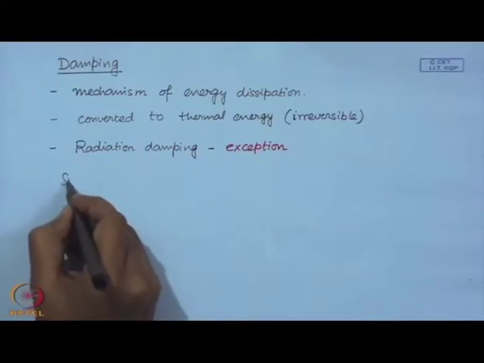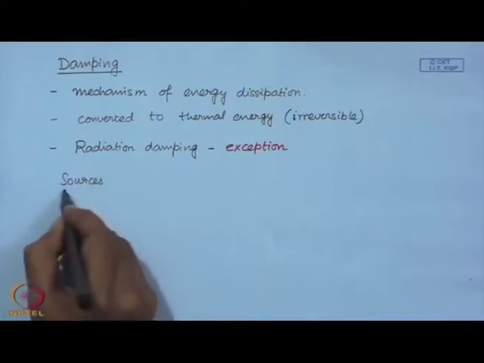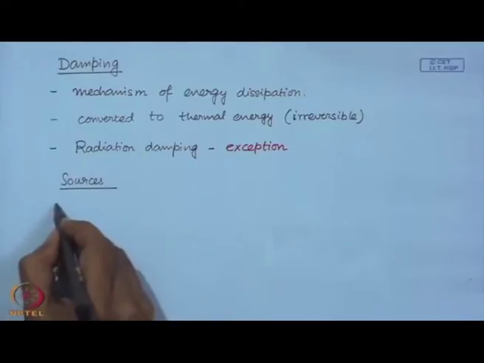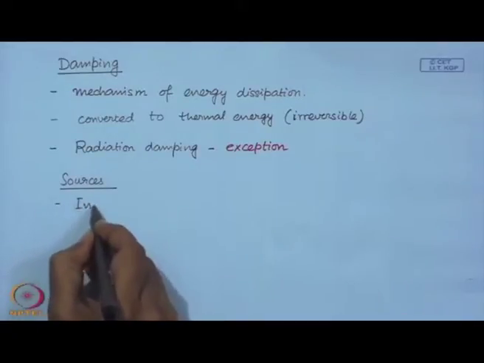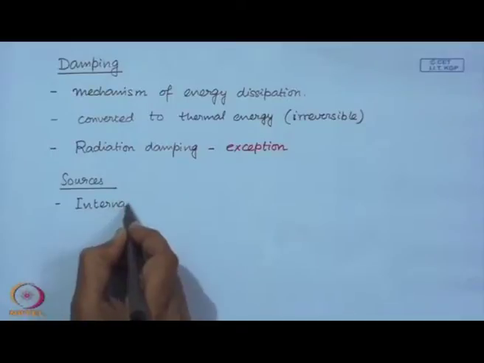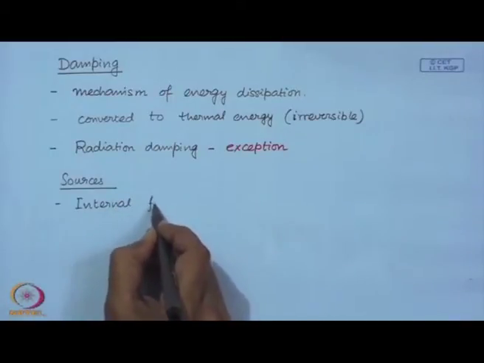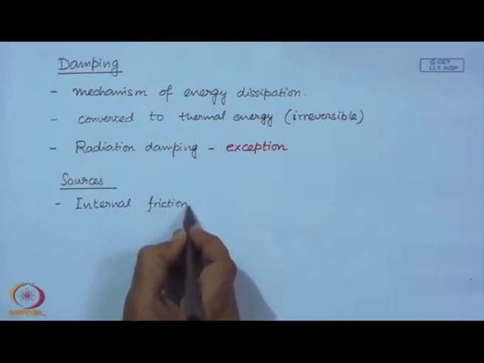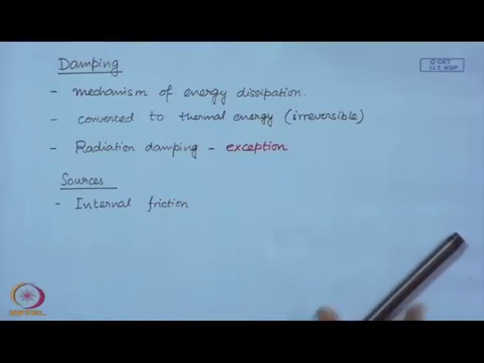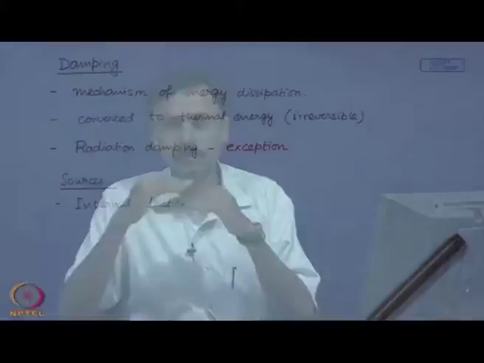Now, what are the sources of damping? The first is known as internal damping or internal friction. Whenever a structure is vibrating, between the molecular layers of the structure there is differential straining, so these layers have differential motion, and that dissipates energy.